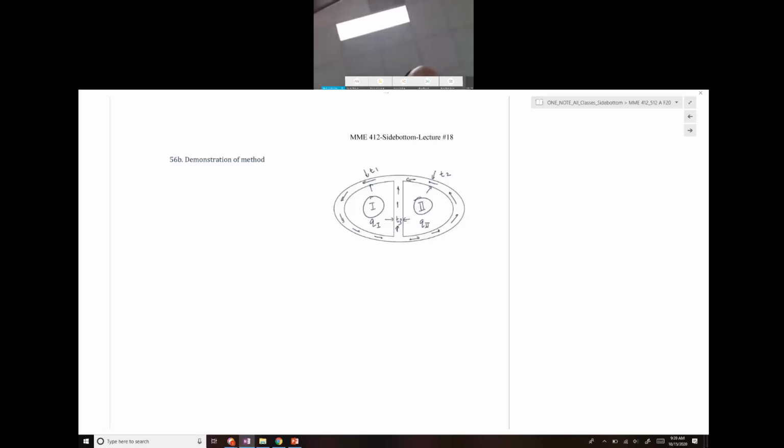So in this case, we have two areas, A1 and A2, and we have three parts of our wall. I'll call these part 1, part 2, and part 3. We can then calculate the shear stress within each of these three walls.